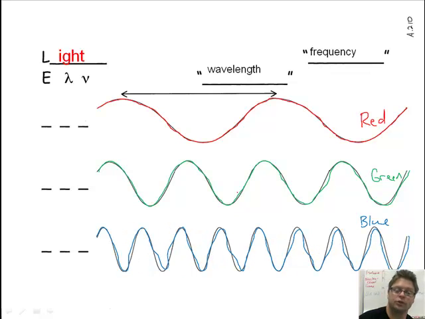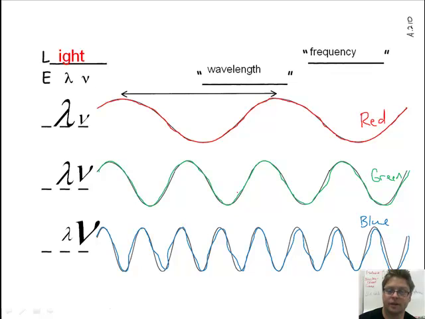So which one would you think has the greatest wavelength? That's right, the red. And then the smallest wavelength, of course, going down, you've got green, and then smaller than that, you've got blue. Now the wavelength is related to the frequency. Which one is the most frequent? So the frequency of the red is the smallest, green is in the middle, and blue, of course, is at the top.